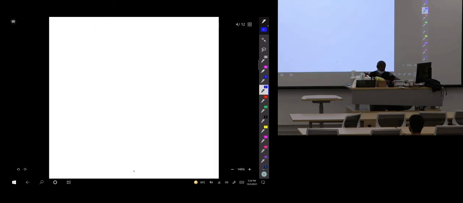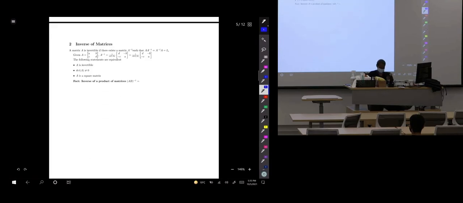Perfect. All right, and here's just an additional fact, which is if you have P, which is a permutation matrix, then its determinant is either going to be plus or minus 1. Any questions so far on determinants? Okay. So let's move on to the inverse of matrices, right?